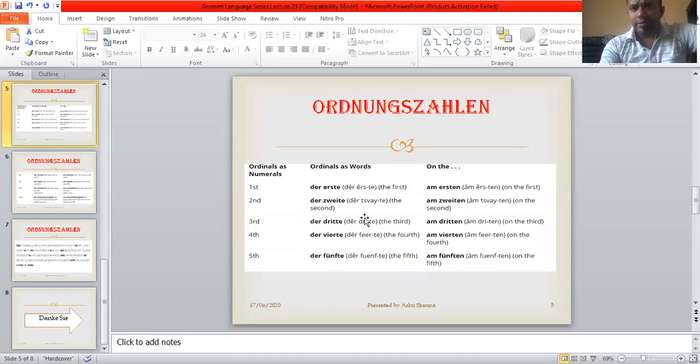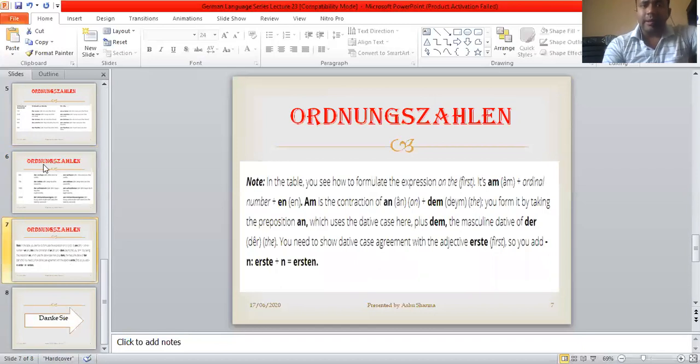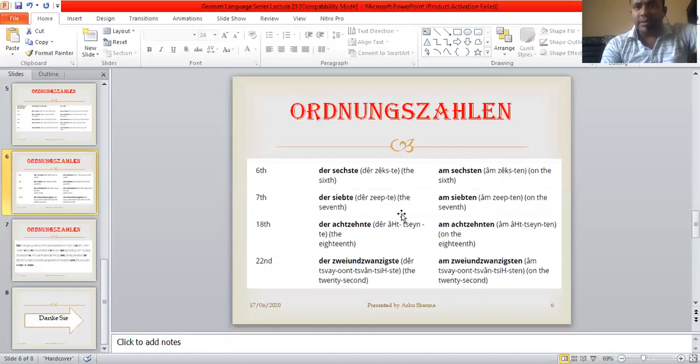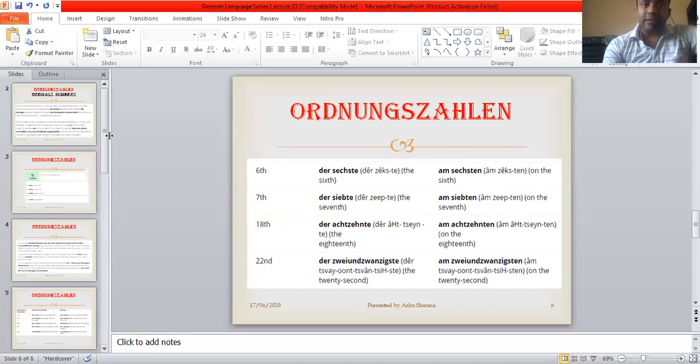So here is the difference we talk about: the and on the. For the, you have to add te over here. In some cases, you have to add this ending ste. But when you say on the, then you have to additionally add n as an ending to the given ordinal. So this practice is very important.